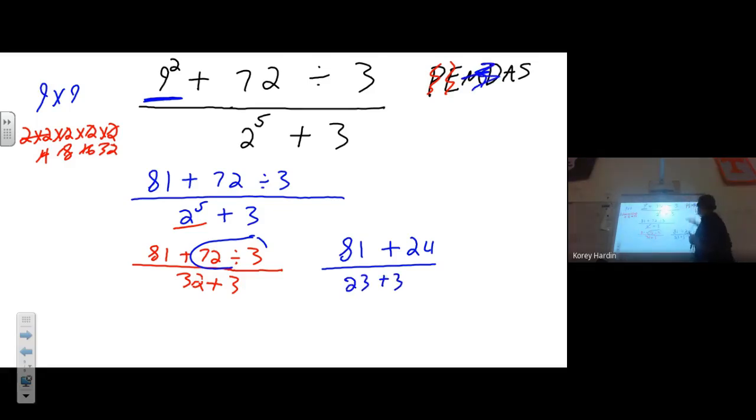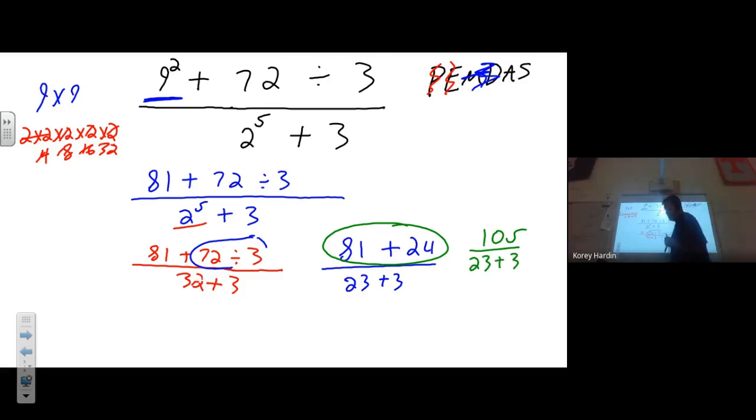No more multiplication or division. I've just got addition and subtraction, so I'm going to treat the top and bottom separately. 81 plus 24 first, which equals 105. Don't kill me, I'm going to go back because I got a little dyslexic and wrote 23 instead of 32. That's what happens when you try to go fast, and that's how easy it is to make a mistake. So 32, my apologies. That's 32 on the bottom.